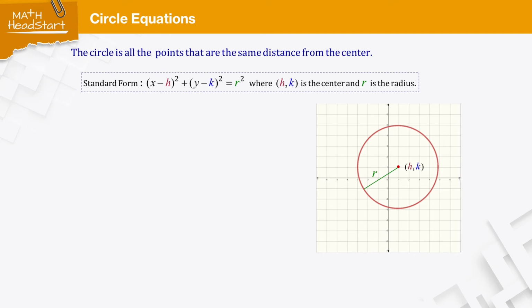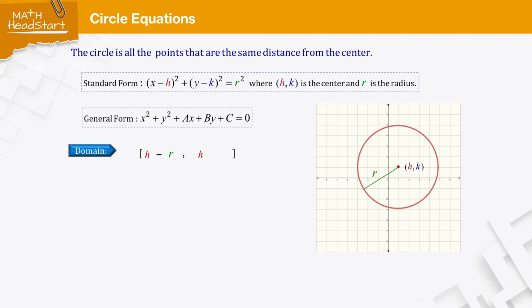However, you may see another form, which is called the general equation form as shown. When you see this form, you need to convert it to the standard form by using the completing the square method. To calculate the domain for a circle, we use the x value at the center, h minus the radius for the left limit, and h plus the radius is the right limit. Both endpoints are included, so it should be expressed with a square bracket when using interval notation.